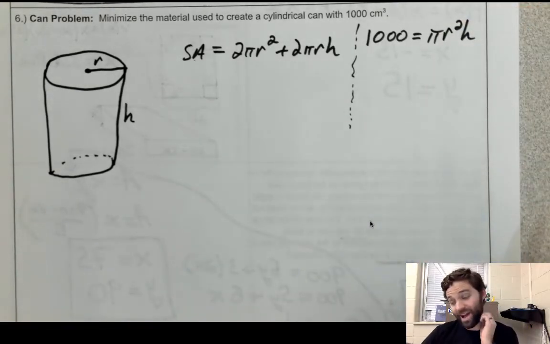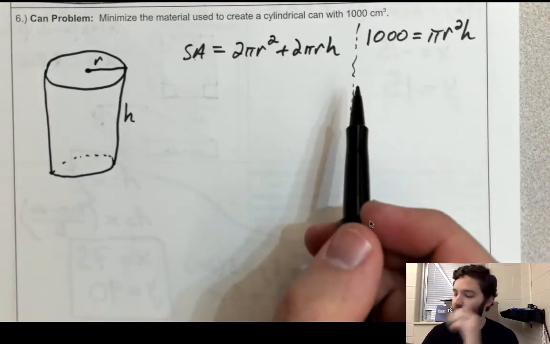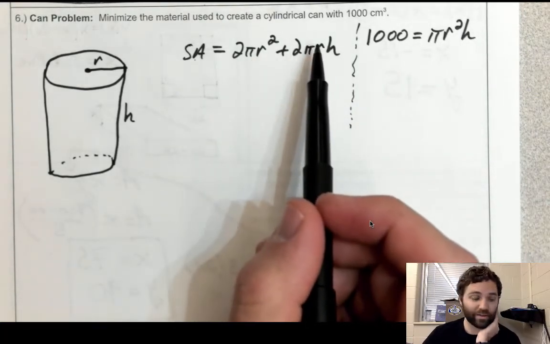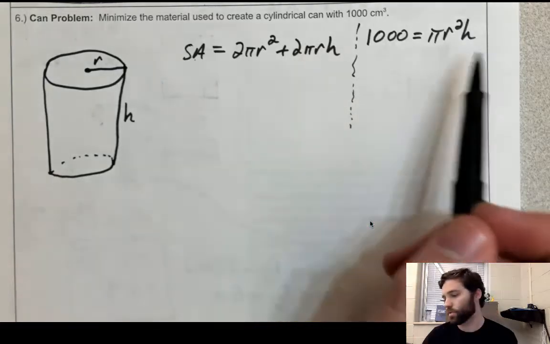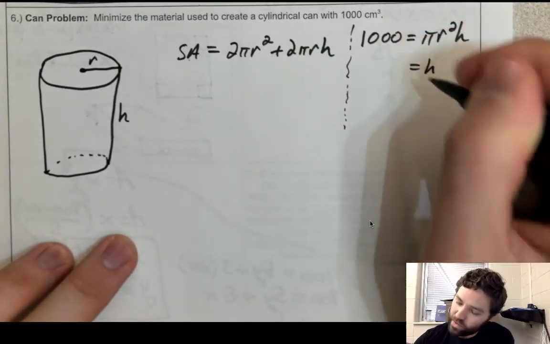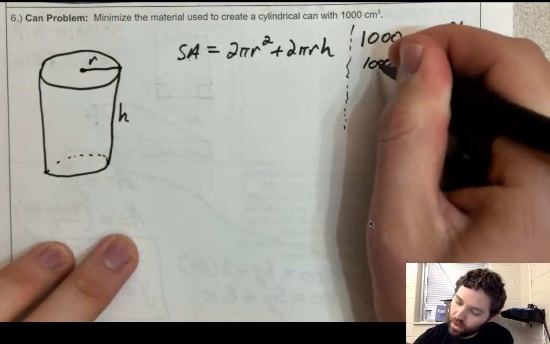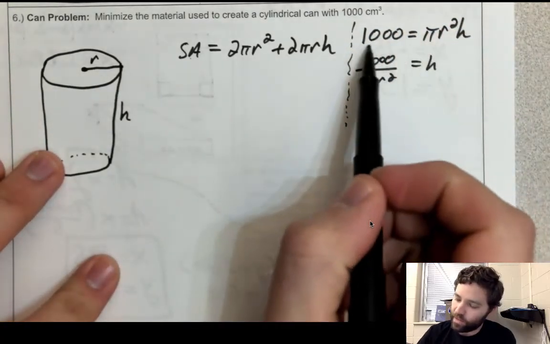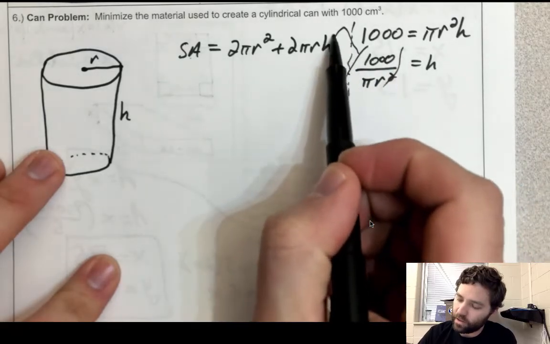Okay, and I'm going to use that to eliminate one of the variables over here. It's going to be easier to eliminate h than r because r shows up in two spots. So we are going to solve this equation on the right for h. So h is going to be equal to 1,000 divided by pi r squared. So we're going to drop this in here.